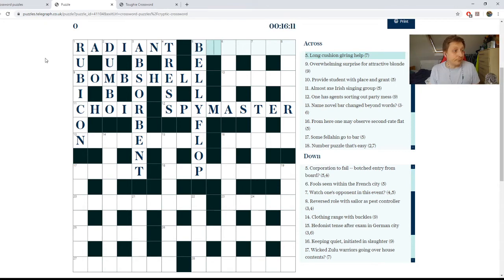5 across. So a corporation is a belly because it's a part of the body. Okay. Long cushion giving help. Long cushion giving help. 5 across. Gonna take a sip of caffeinated bean juice. So long cushion could be the definition, or it could be to long, and then to cushion could be to soften. Giving help is usually aiding.